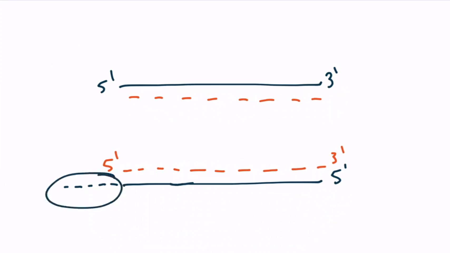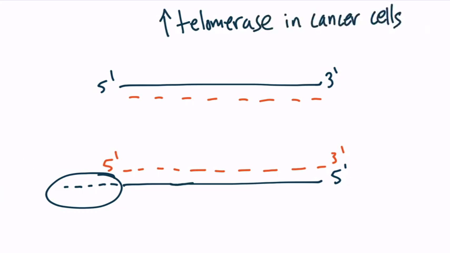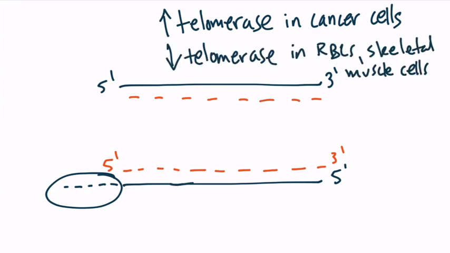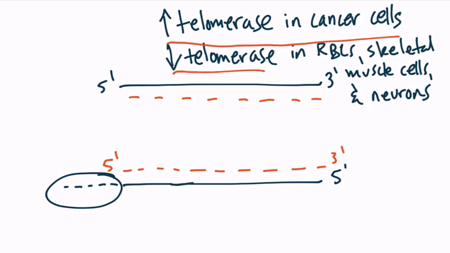Okay, before we move on, you should know that telomerase is important for normal cell division, but also that this enzyme can be upregulated in cancer cells, which makes sense, right? Cancer cells divide a lot, and increased telomerase activity, even in cells that would otherwise not divide, allows these malignant cells to continue dividing without undergoing apoptosis. Likewise, stem cells and other cells that must continually divide have increased telomerase activity, whereas skeletal muscle cells, neurons, and mature red blood cells will have decreased telomerase activity because these cells do not divide. So increased telomerase activity in cancer cells and decreased telomerase activity in red blood cells, skeletal muscle cells, and neurons.